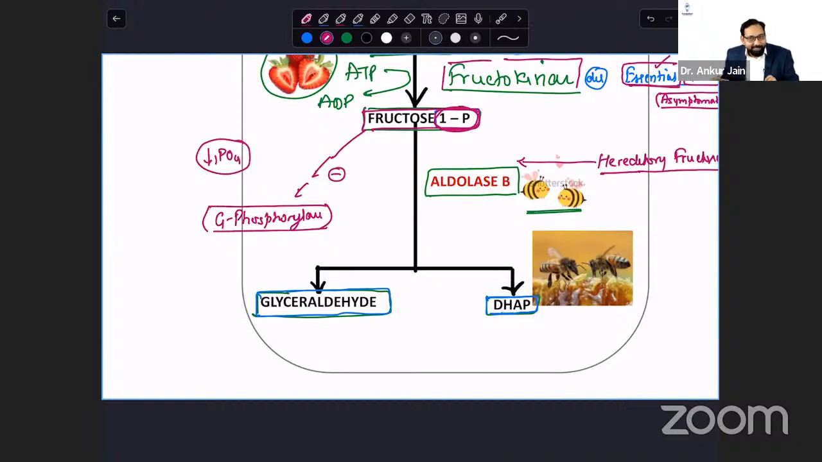Now I will give you a very good example. There was a patient. Suppose I take myself: I have hereditary fructose intolerance, aldolase B is deficient. I am taking face-to-face class since morning. I am tired. I am aware that I have aldolase B deficiency, so I should not take fruit juice. But the coordinator thought that sir is tired, he is doing so much hard work, let us give him quick energy.